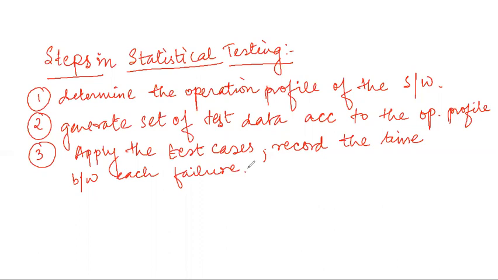Fine. So for any software I will first determine the operation profile. Then I will generate the set of test cases according to the operation profile I have determined, and then I will apply these test cases, and then I will record the time which is taken between each failure. So after a statistically significant number of failures have been observed, then we can compute the reliability, right?